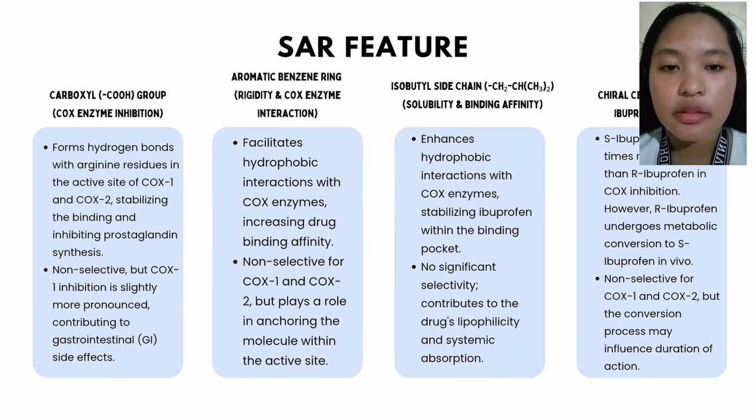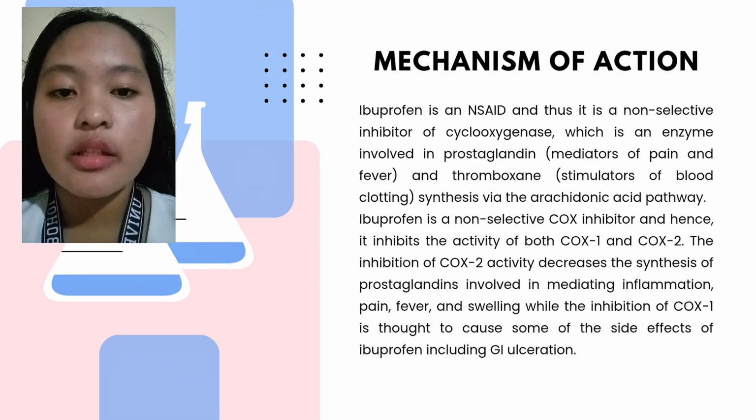Then we have the chiral center, or S and R ibuprofen forms. S-ibuprofen is 100 times more potent than R-ibuprofen in COX inhibition. However, R-ibuprofen undergoes metabolic conversion to S-ibuprofen in vivo, non-selective for COX1 and COX2, but the conversion process may influence the duration of action. Then we have the mechanism of action.